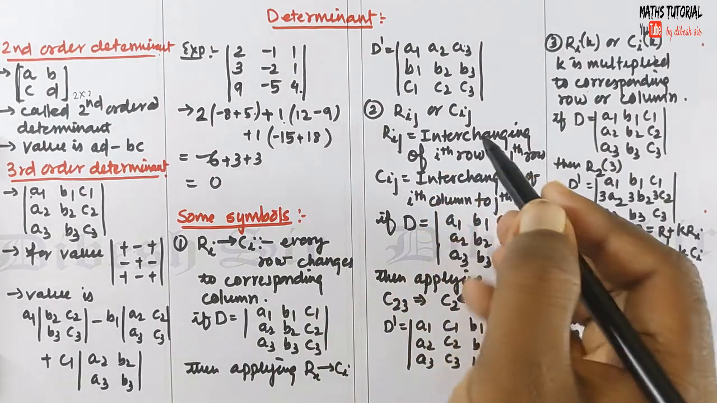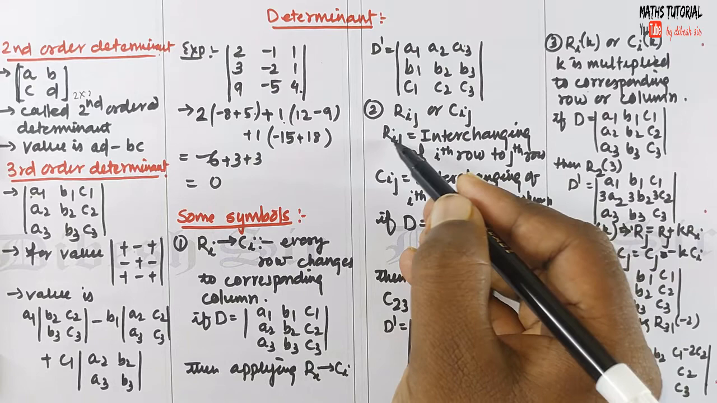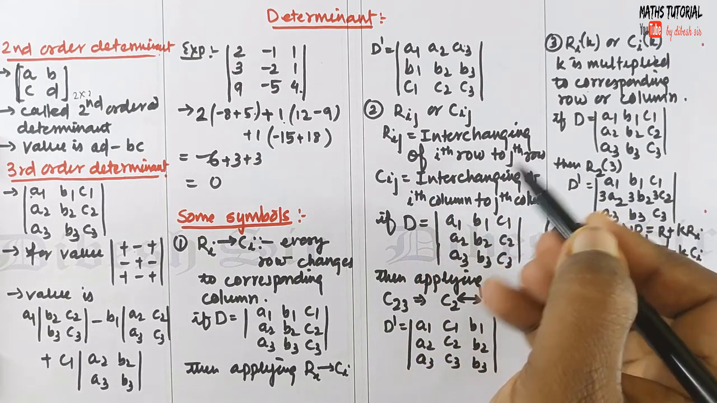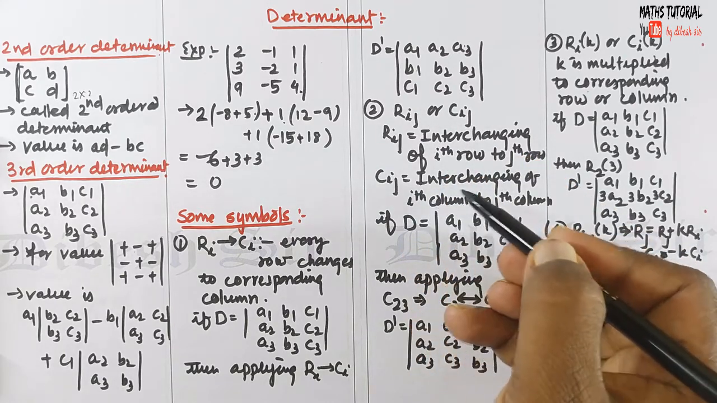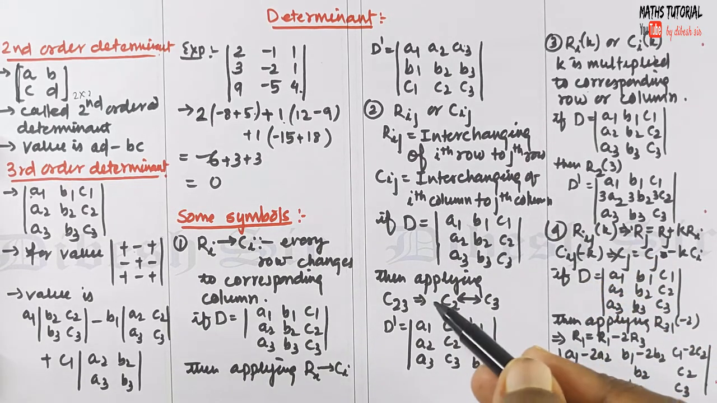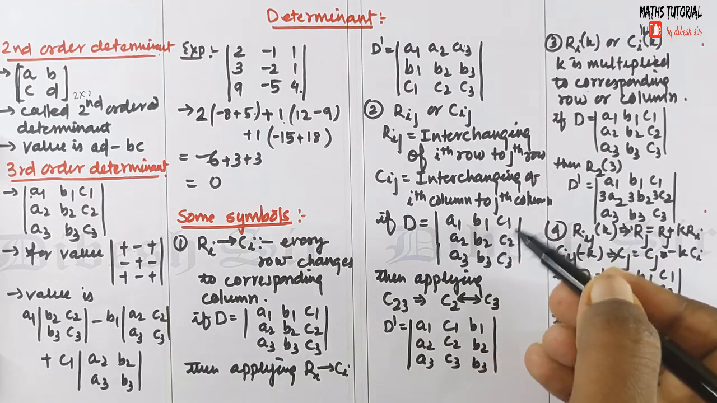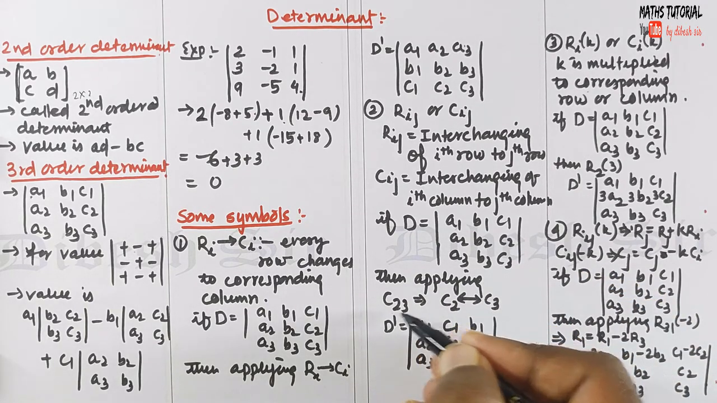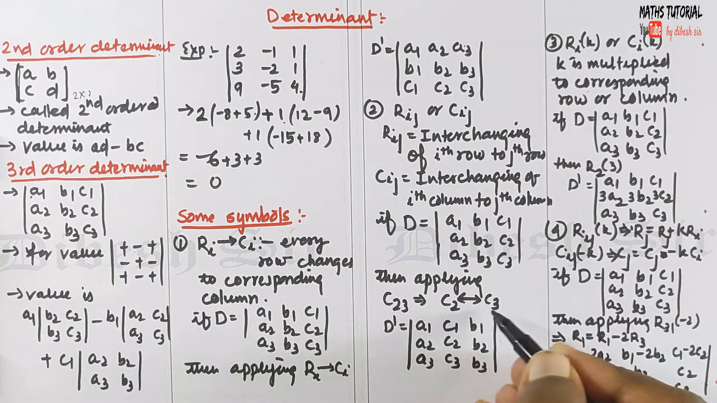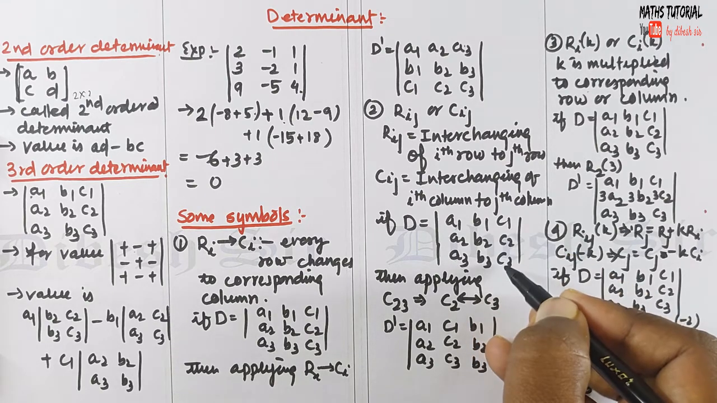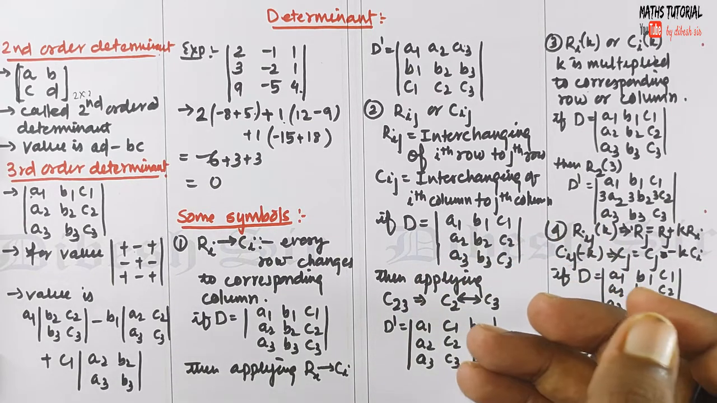Next, Rij or Cij. Rij means interchanging of ith row to jth row. Similarly, Cij means interchanging of ith column to jth column. So if D is equal to A1 B1 C1, A2 B2 C2, A3 B3 C3, then applying C23. C23 means C2 changes to C3. This is our C2, this is our C3. It is reversed.